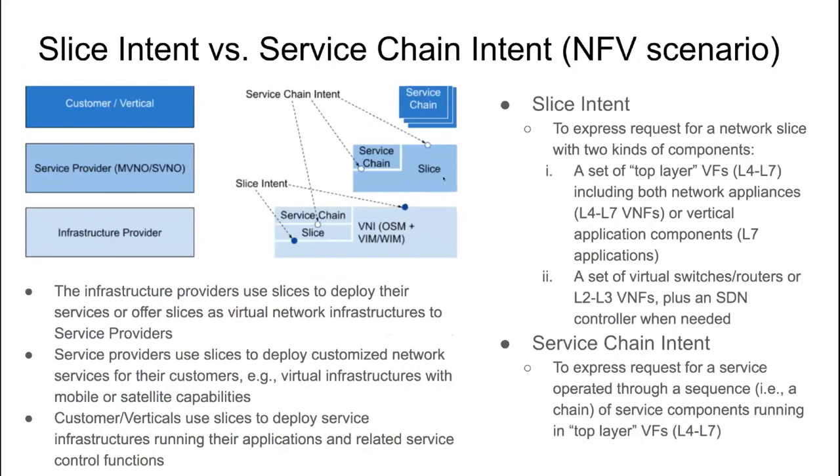Okay, so we have a slice component at the level of the infrastructure provider and a slice component at the level of a service provider, to highlight that the service providers use slices from the infrastructure provider to deploy customized network services for their customers, such as virtual infrastructures with mobile or satellite capabilities, because typically in our scenario we have in mind service providers such as mobile virtual network operators or satellite virtual network operators.